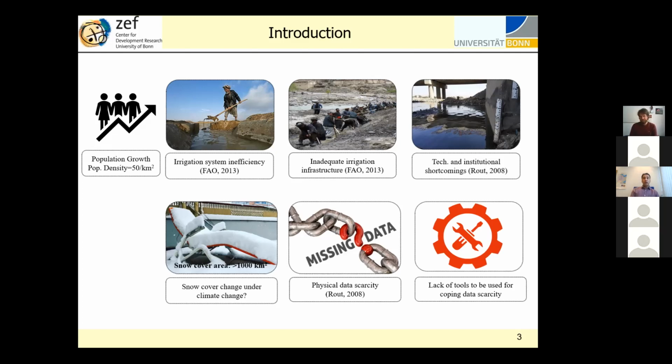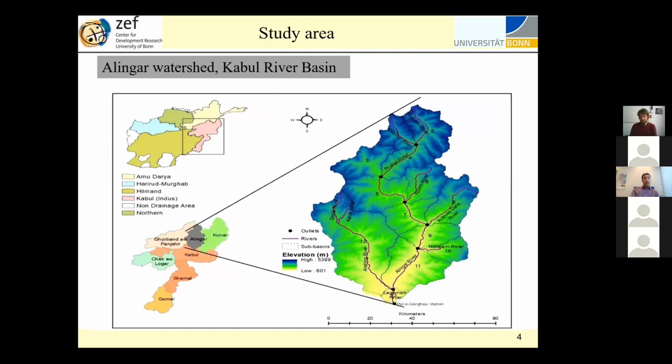And then we lack tools to use at the country level, at the institution level, at the policy level, to address the issue of data scarcity and to make it a substantial part of planning and management interventions. So based on this reason, it was important to look at stream flow and water availability under climate change conditions.